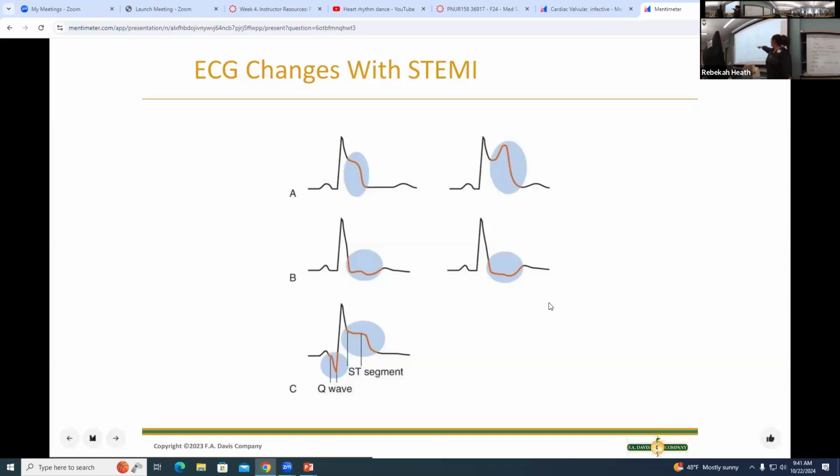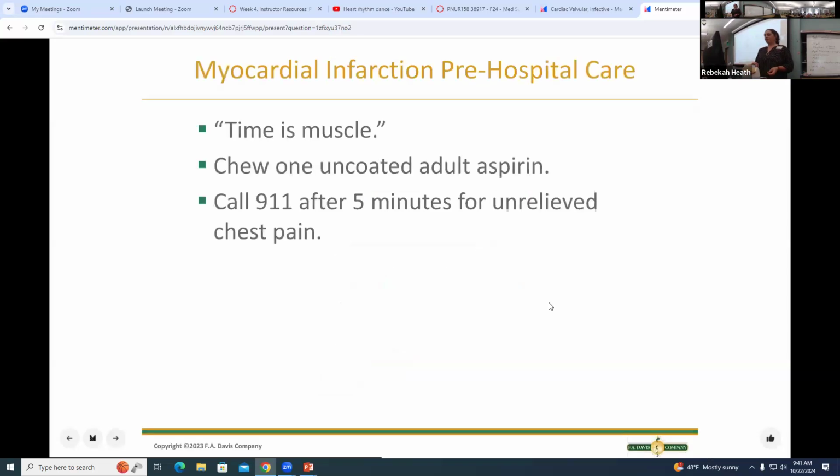You might see it depressed. The T wave is going down instead of going up. That also would indicate damage.